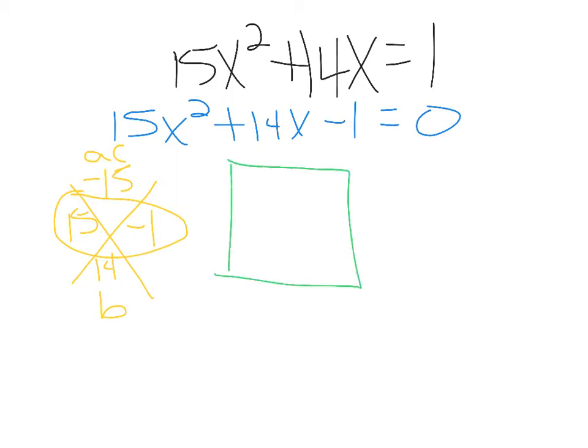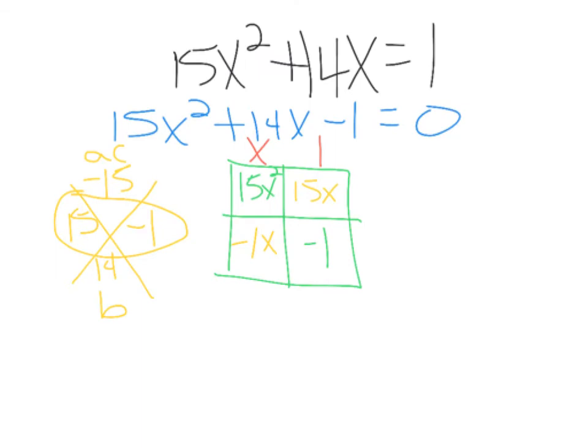Then, making my area model, I'm going to put my 15x squared in the top left and my negative 1 in the bottom right. I'm going to fill in the remaining two boxes with the 15x and negative 1x that I found in my diamond. Now looking at each pair of vertical and horizontal set of terms, I'm going to find their greatest common factor. Between 15x squared and negative 1x, the greatest common factor is x. Between 15x and negative 1, the greatest common factor is 1.